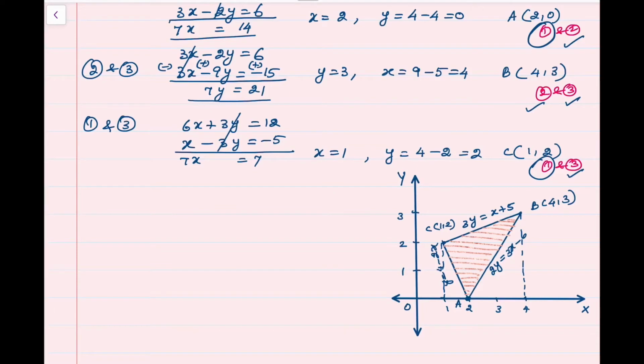In this triangle, we have only one upper curve and two lower curves. Area is equal to integral. For the upper curve, the limits are 1 to 4, y of BC line, minus integral for AC, the limits are 1 to 2, minus integral for the line AB, that is also a lower curve, it has to be subtracted. The limits are 2 to 4.